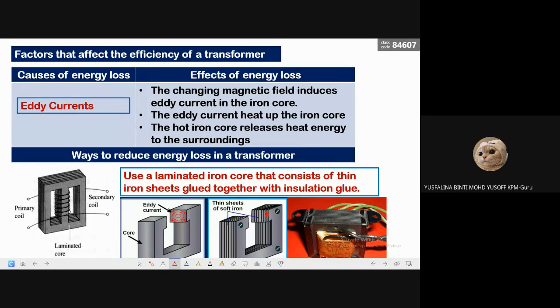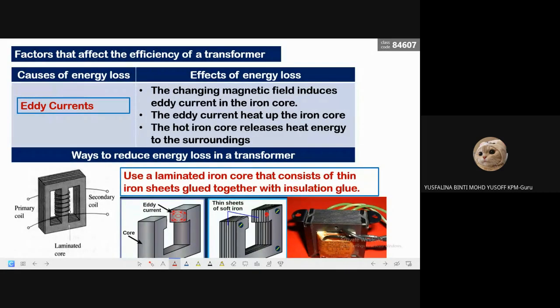Then we ask you how to reduce, then how to modify, produce the transformer. So you need to know, you need to write all this. Okay, use a laminated iron core. Why? To reduce eddy currents. So that's why I said the note is very good actually. So this one is to help you answer section B or section C.